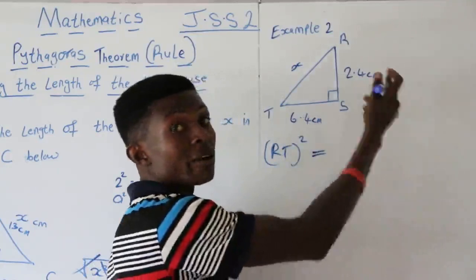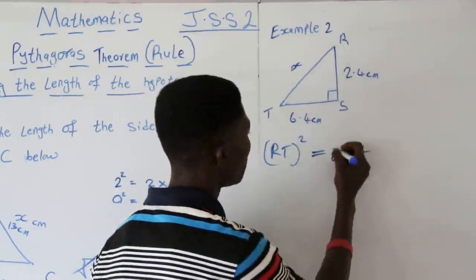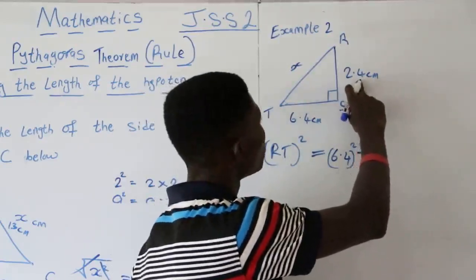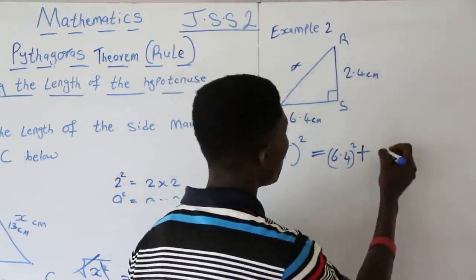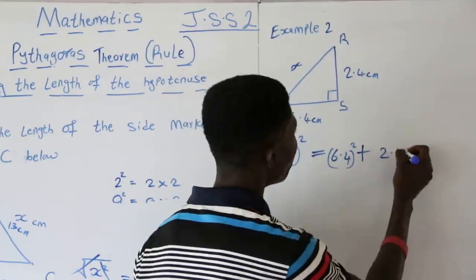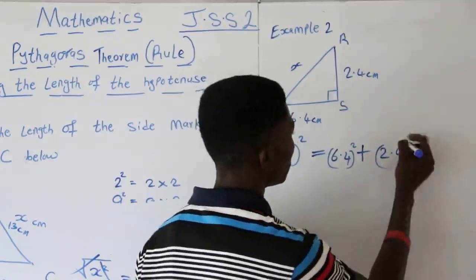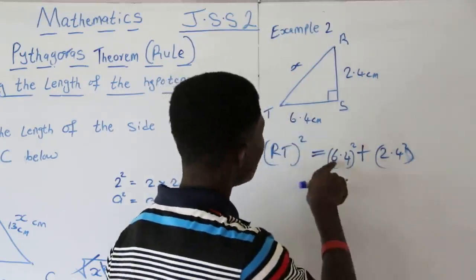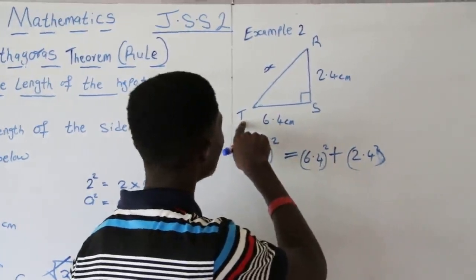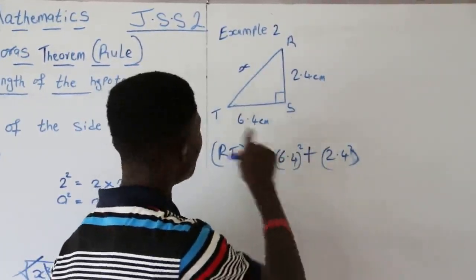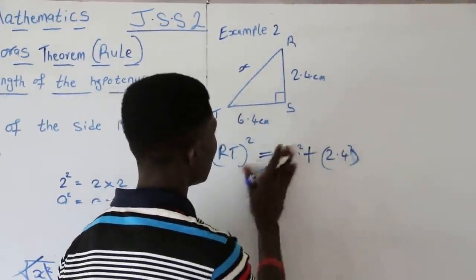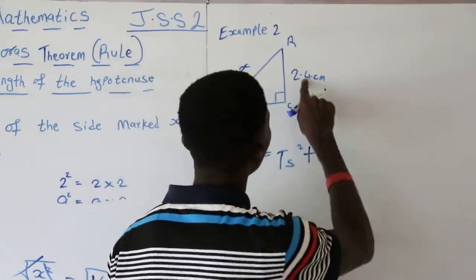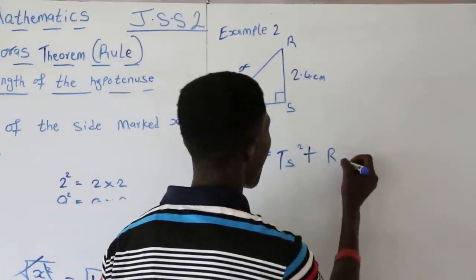Let's pick 6.4 as our first side. We have our 6.4 square, and then let the second side be 2.4, right? So we are going to have our second side to be 2.4 square. So in other words, 6.4 is being represented as what? TS. And then the 2.4 here will be represented as RS.